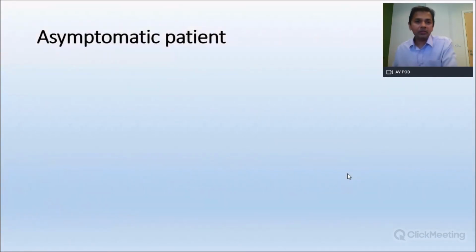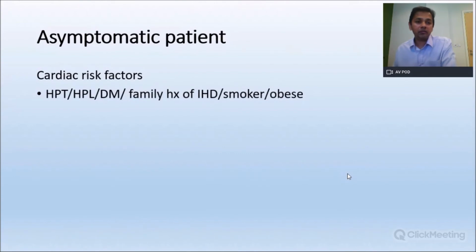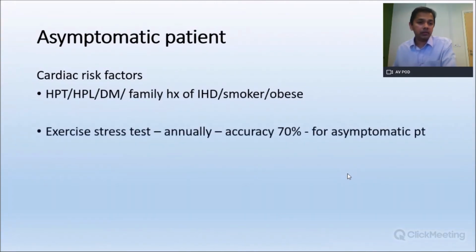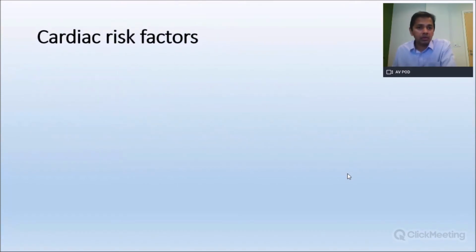So the asymptomatic patient. Those who have cardiac risk factors, if your patient has hypertension, diabetes, strong family history, or is a smoker, then they should do an exercise stress test annually. Stress test accuracy is about 70%. So why do you need to do a stress test for a patient who's asymptomatic? I'll give you an example.